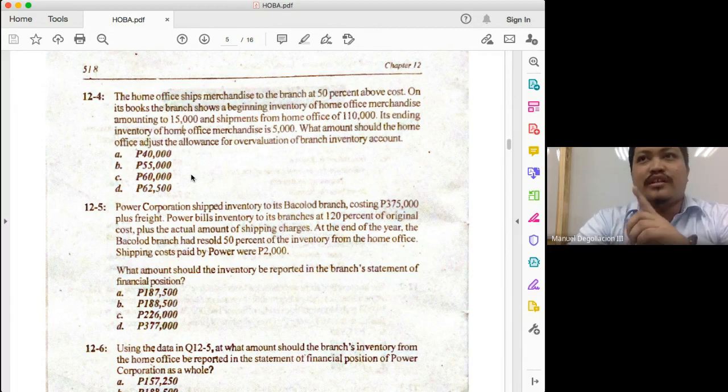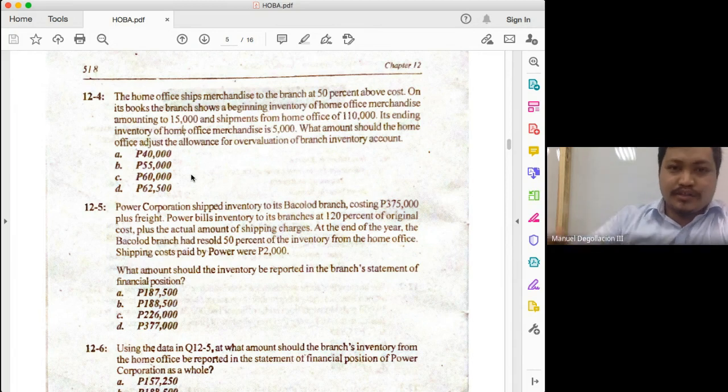If the question is stated in those manner, class, if you are asked for the adjustment to the allowance account, then you are simply asked to get the markup on the cost of goods sold of the branch. Please remember that one. That would be one of your takeaways for this problem. If you are asked for the adjustment to the allowance account, it is the same as being asked how much is the markup on the cost of goods sold of the branch.